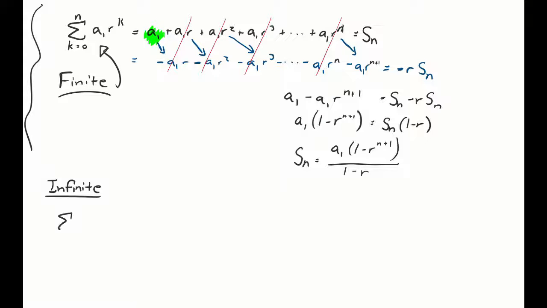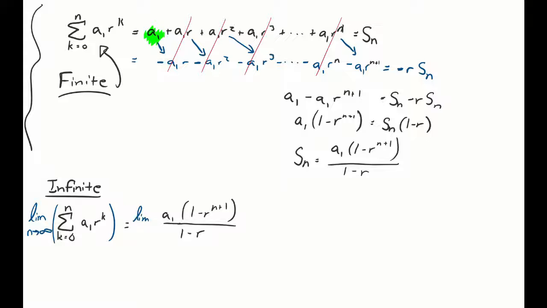So now if I take the summation of k equals 0 to n of a sub 1 r to the k, it equals a sub 1 times 1 minus r to the n plus 1 over 1 minus r. I'm giving some space here because what am I doing? I'm letting this be infinite. So thinking calculus here, I'm letting the limit as n goes to infinity. Okay, I'm taking the limit of both sides as n goes to infinity.